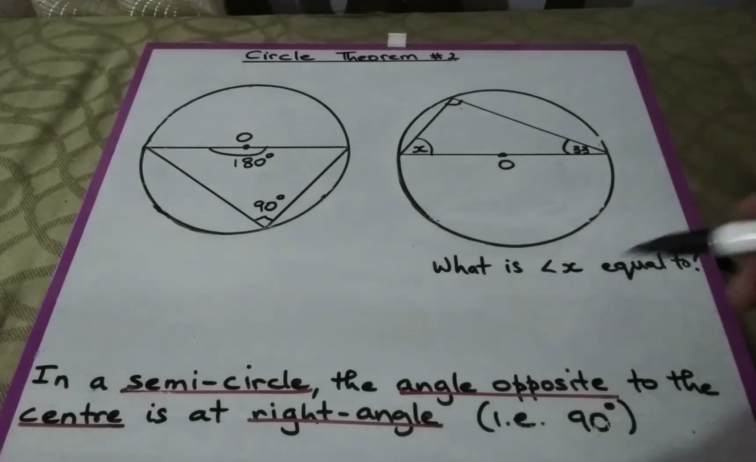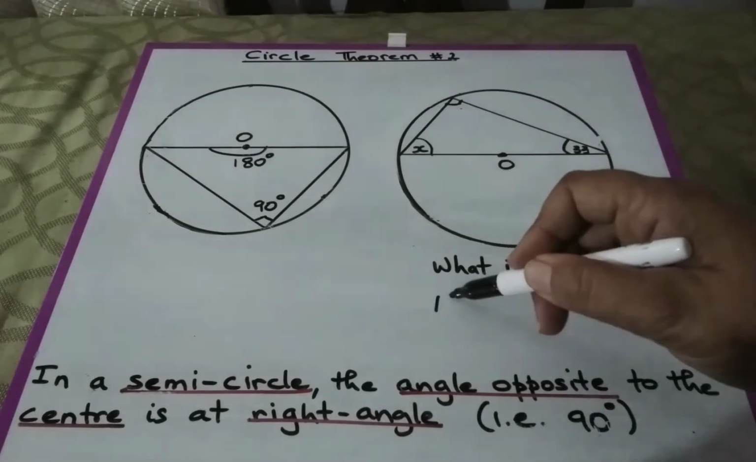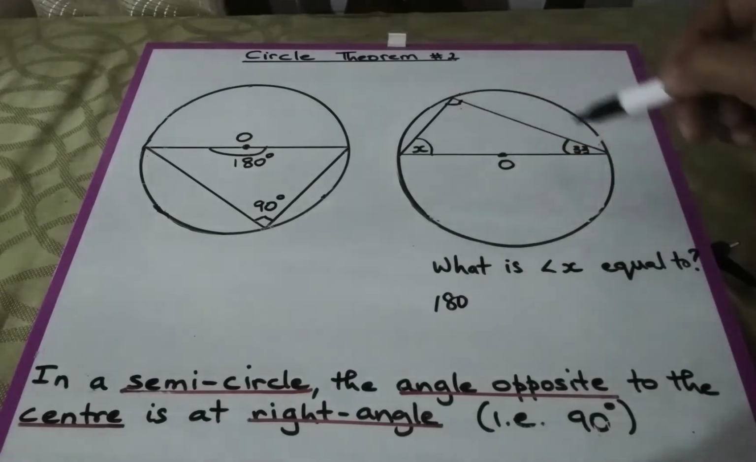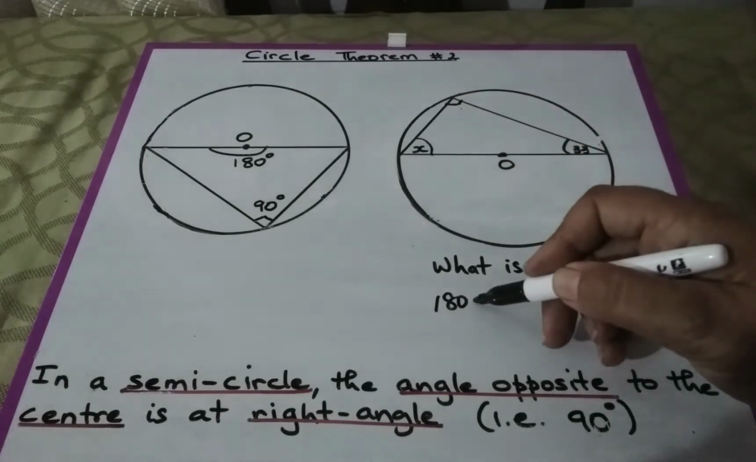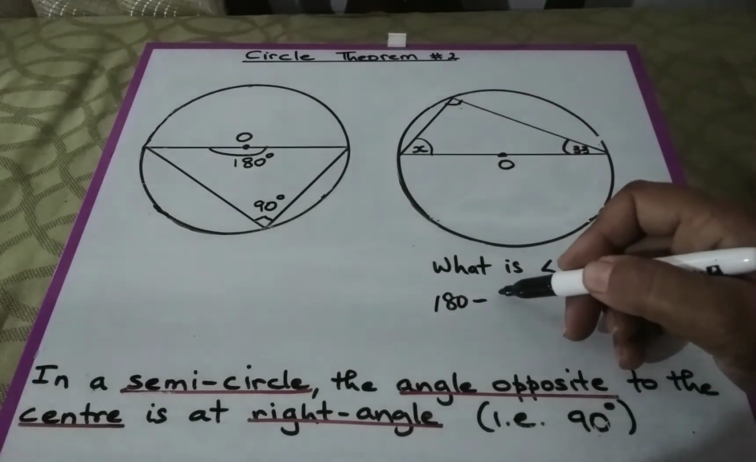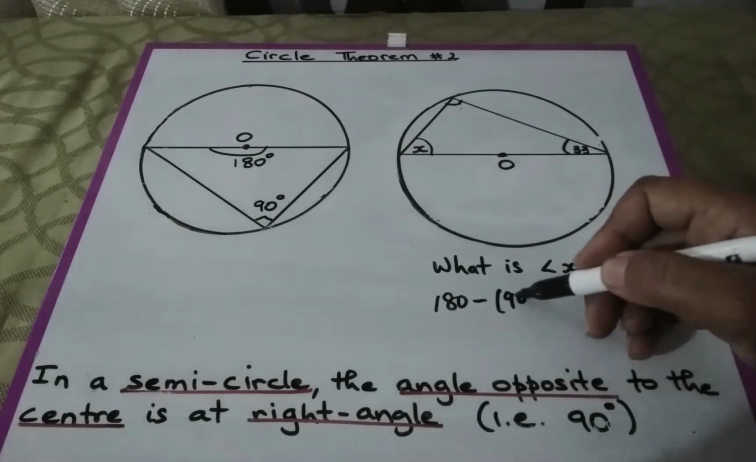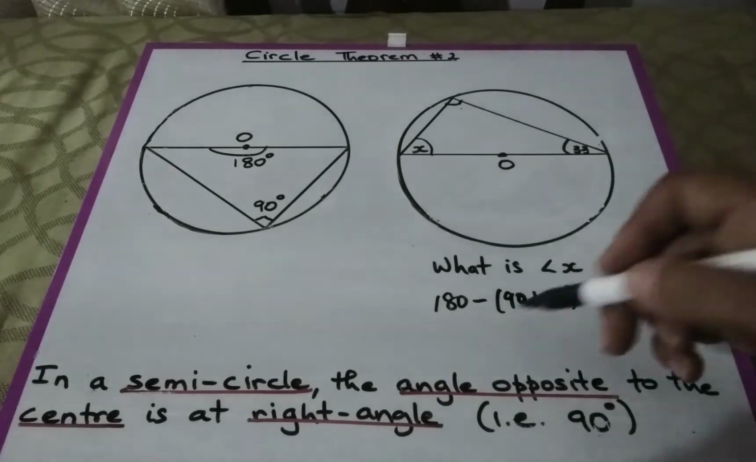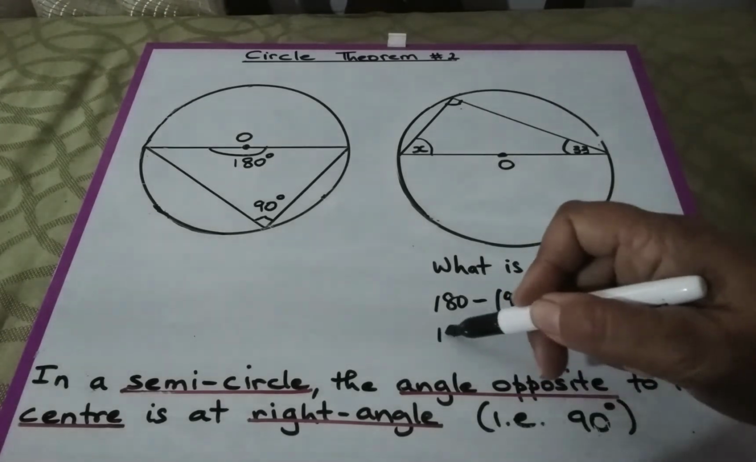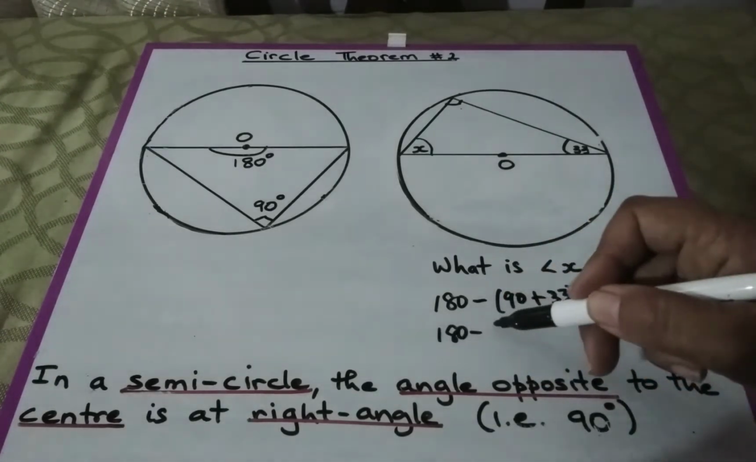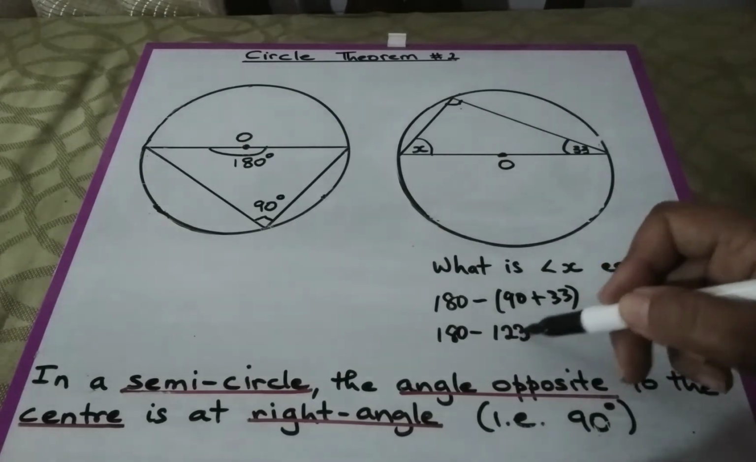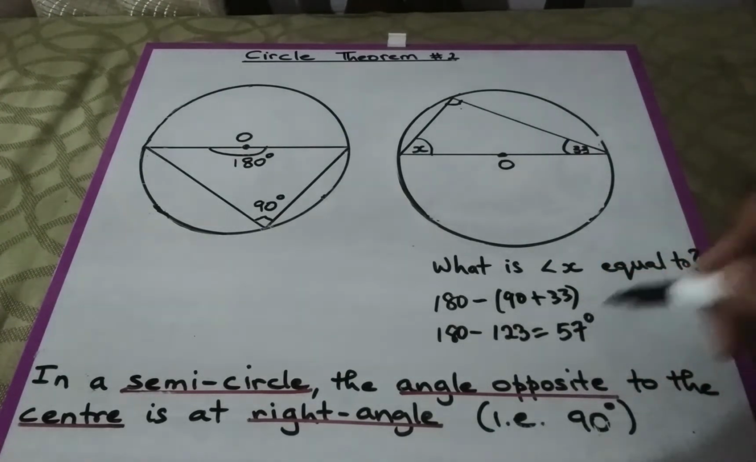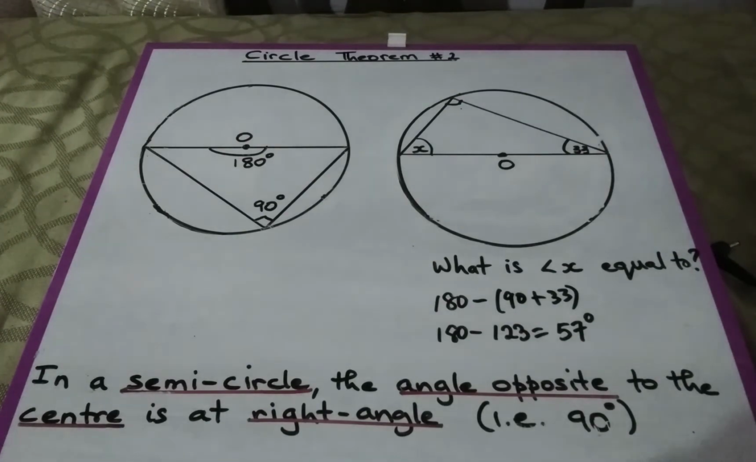That gives you 123. So we know based on the triangle property that the sum of the interior angles equals 180. So we subtract the sum of 90 and 33 from 180. 90 and 33 give us 123. So 180 minus 123 will give us 57 degrees. And that's it for circle theorem number 2.